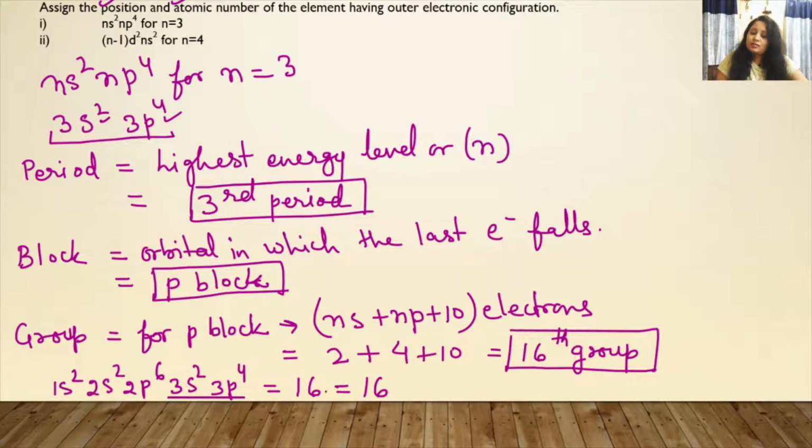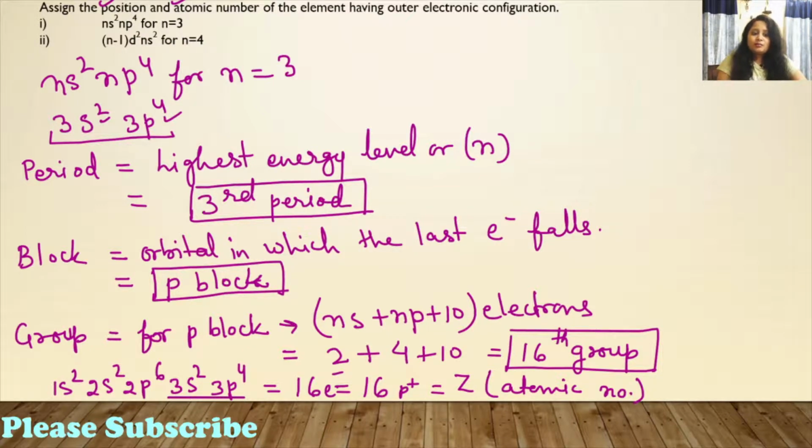16 electrons, 16 protons, or we can say the number of protons is our atomic number, Z in bracket, atomic number. So the given outer electronic configuration belongs to the atomic number 16. This is the solution of the given question number 1.